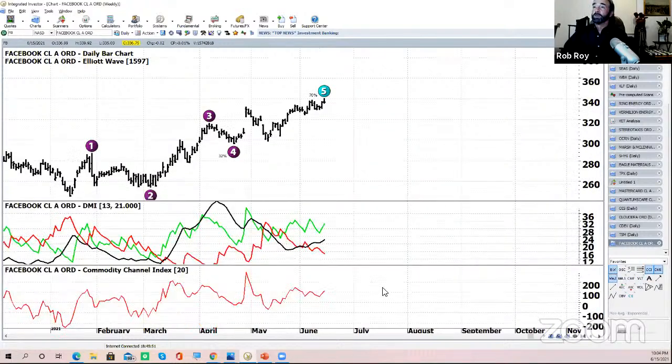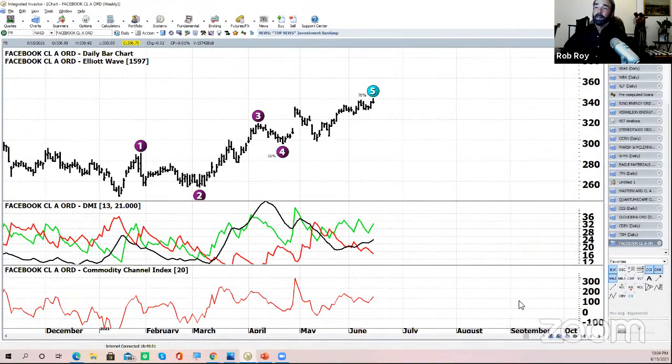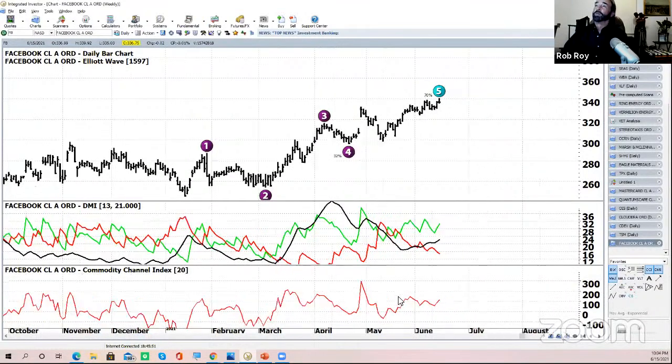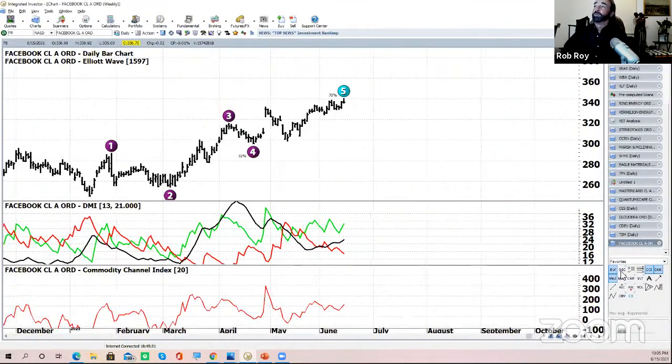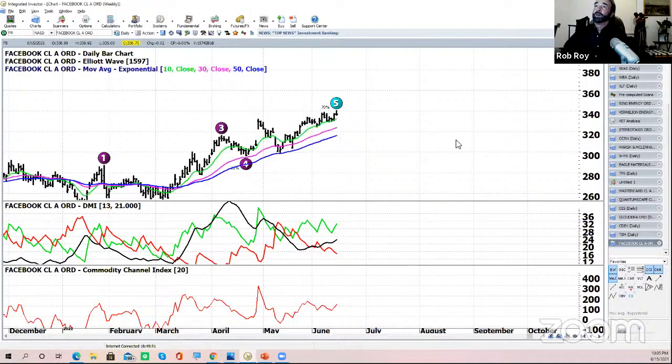So the DMI looks really good. Let's see, short term, the CCI is not that bad yet either. I mean, it's up there, but there's still a little bit of room for it to go. So Facebook could move higher from here.